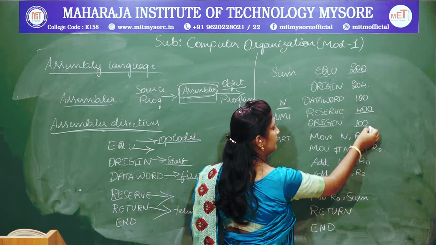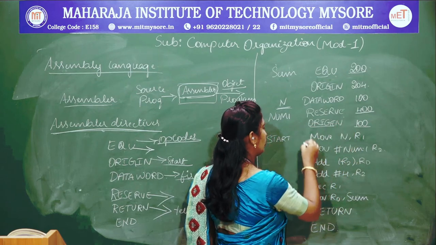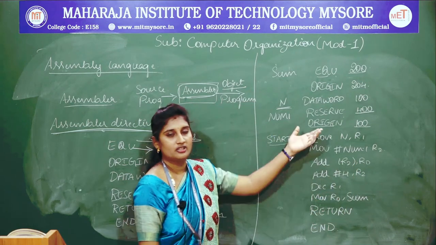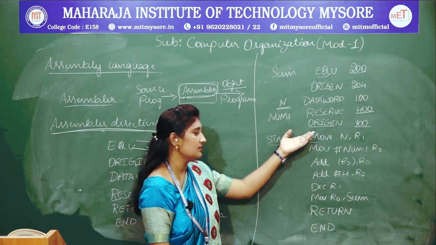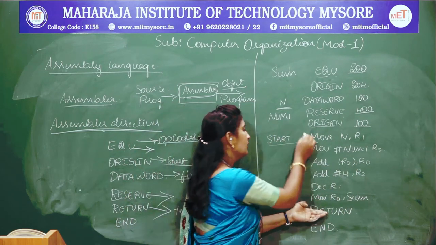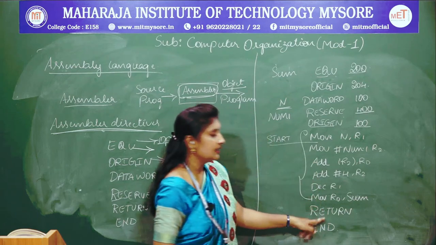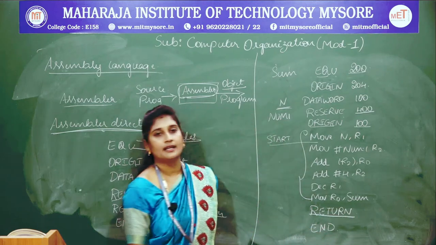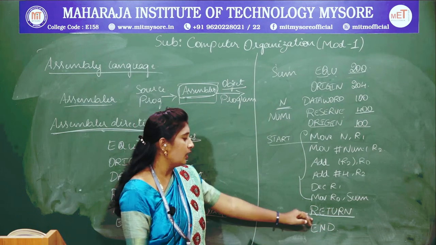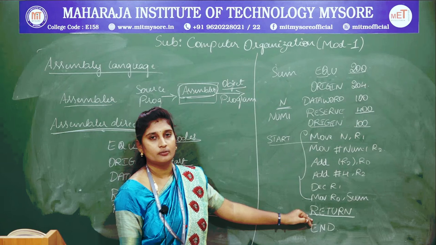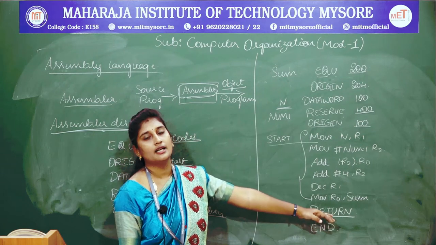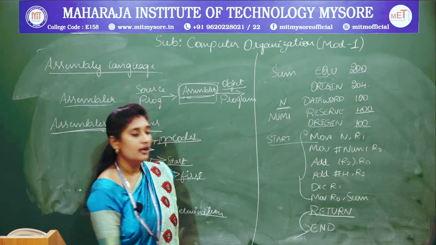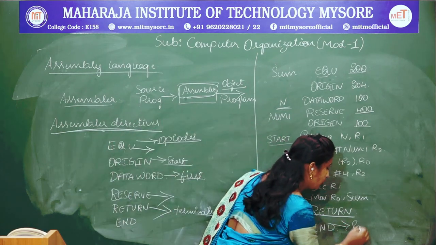Again, ORIGIN 100. I need to start my program. Now the program gets started. That is the addition of n numbers which I explained previously. The same program I have started here. Next, this program will terminate its execution as soon as my RETURN directive is encountered. Now this terminates the execution of the program as soon as the RETURN directive is reached, and the END directive indicates the end of the source program.